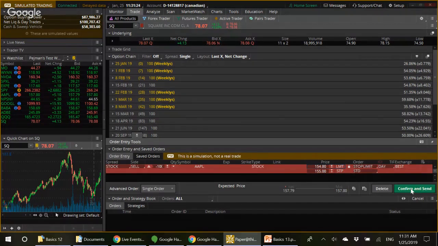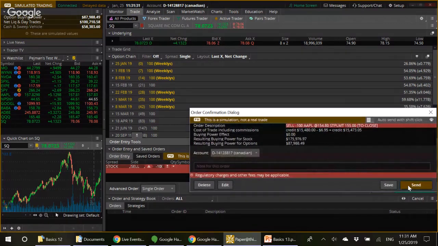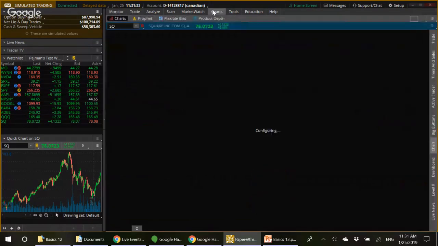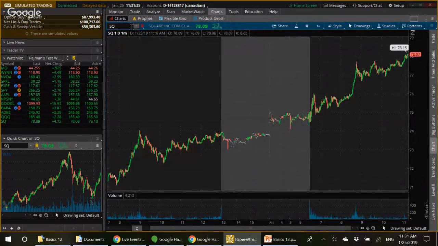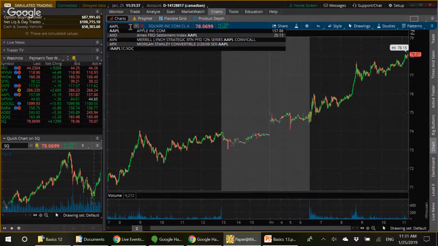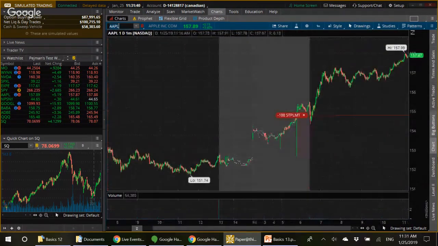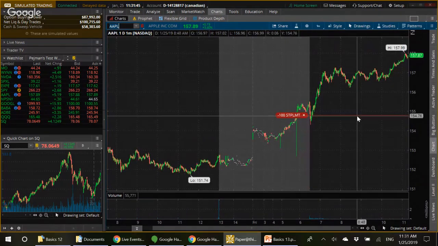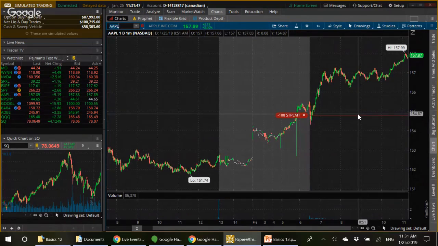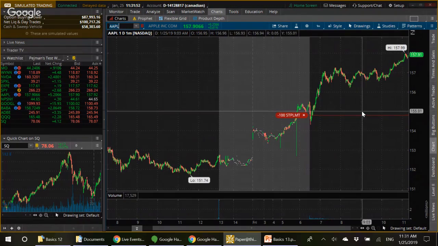If you place this order on your Apple stock right now, which is trading at 157.8, and you go to the graph, let me bring Apple here, you'll see there's a line that says Apple gets sold, 100 shares at $154.80, but the trigger signal will be sent to the broker at $155. That's a good thing about the stop loss order.